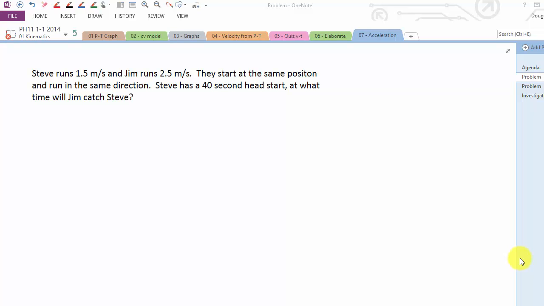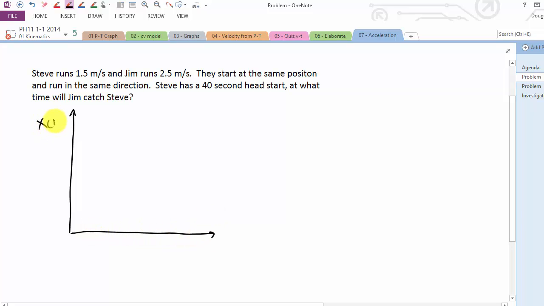Hi there, in this video I'm going to go over this problem that we looked at in school. The question says that Steve is running at 1.5 meters per second, Jim runs faster, but Steve has a 40-second head start. So I think the most important thing to do here is to start off with a good graph of what's actually happening.